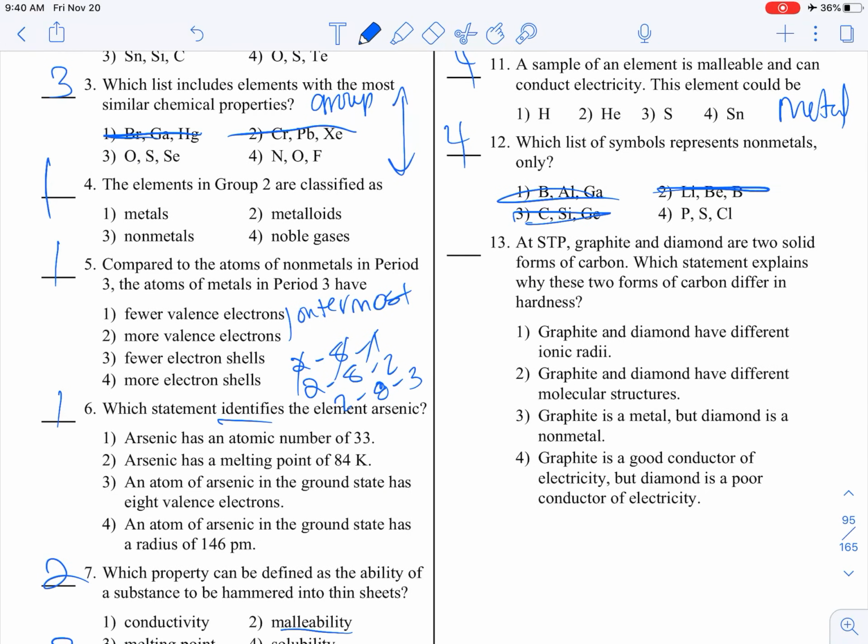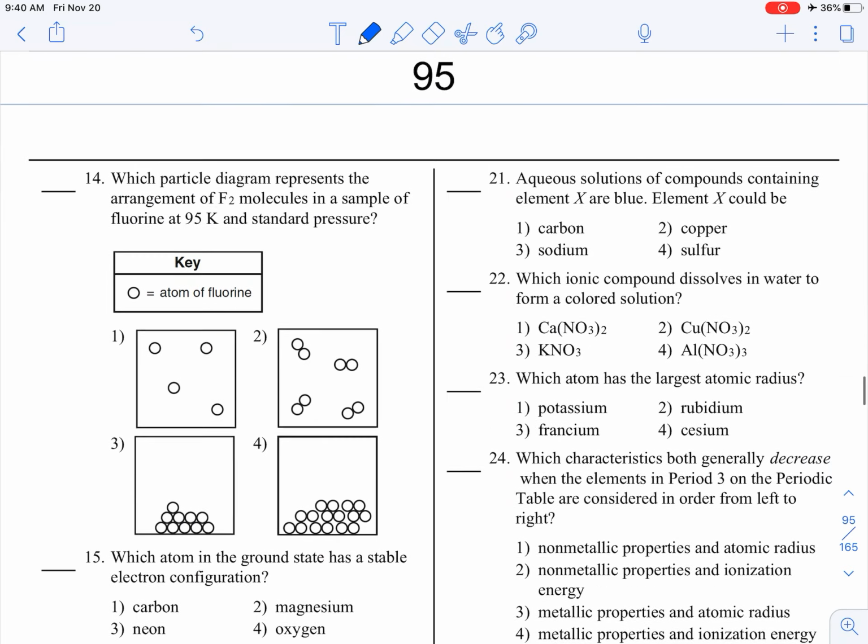At STP, graphite and diamond are two solid forms of carbon. Which statement explains why these two forms of carbon differ in hardness? These are called allotropes. They have different atomic radii. Nope. They have different molecular structures. That is the answer. So remember, back in our notes, we have a picture of how graphite has the atoms in thin sheets that are easily broken off, whereas, and this is a terrible depiction, diamond is interconnected in a network, so that's why. Choice 2. How are we doing?